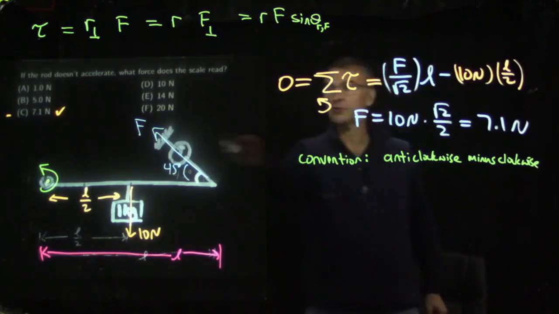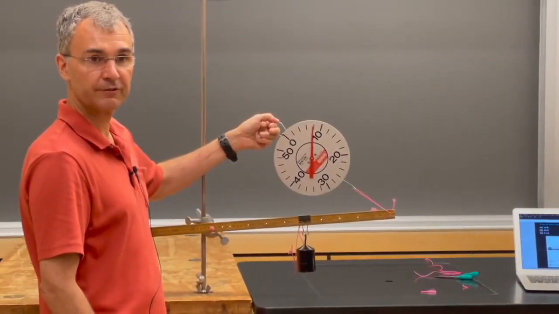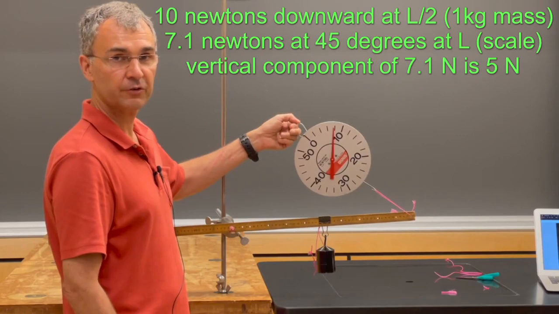That gives us the magnitude of F, which we apply diagonally, is 7.1 newtons. That looks like roughly 45 degrees. So if I'm holding everything just right, then you should get about 7 newtons.